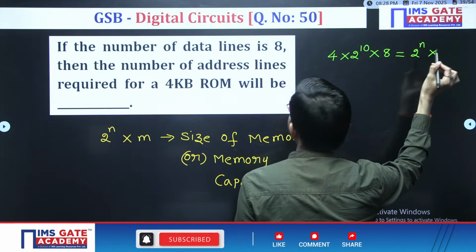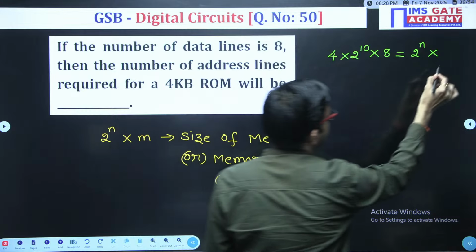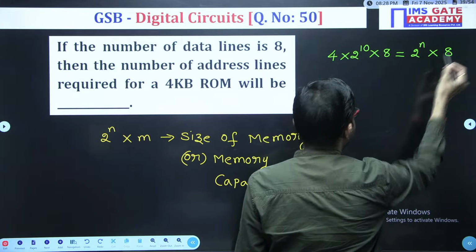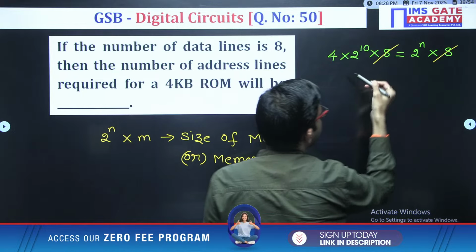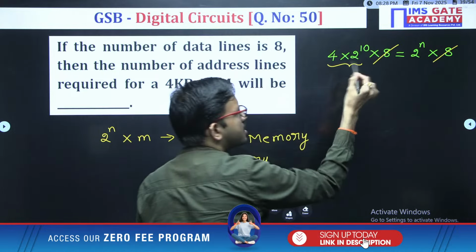N we have to decide. M is already given. Number of data lines is 8. Now, in this case, 8 is getting cancelled. Whatever this number is there, just represent it in powers of 2.